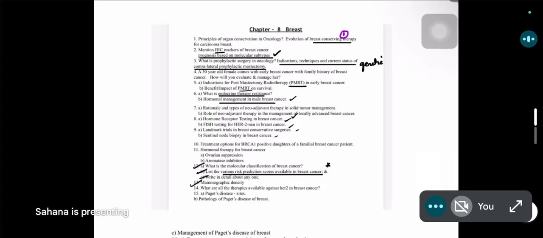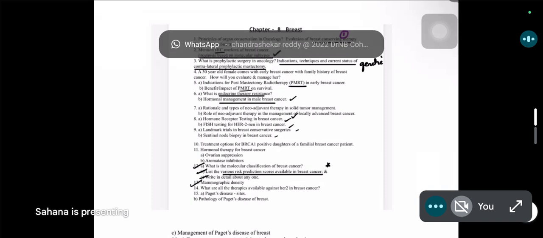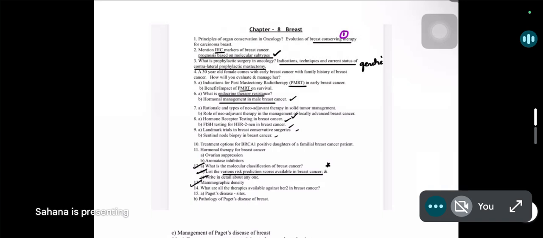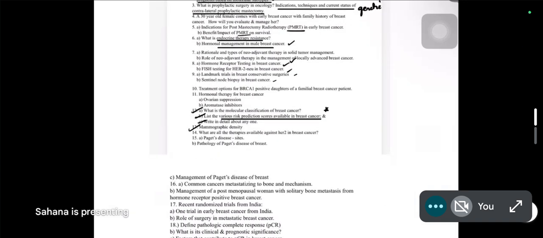Predictive scores in mammography about density, BI-RADS, and adjunct mammographic techniques that enhance detection. Special breast conditions, they've asked Paget's, then pregnancy, and inflammatory breast cancer.